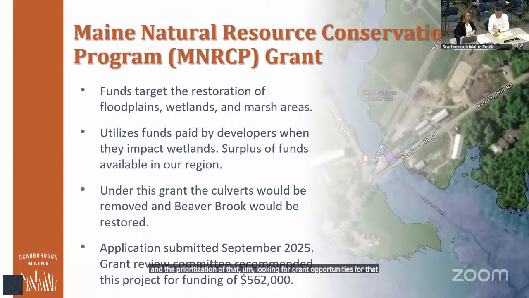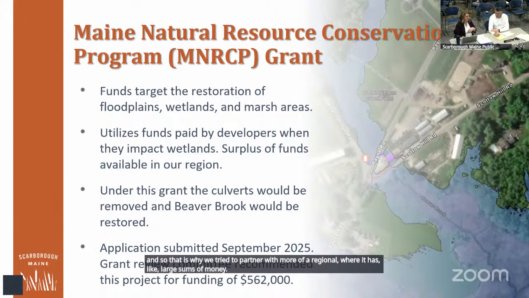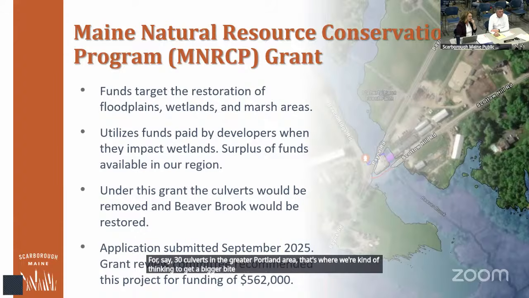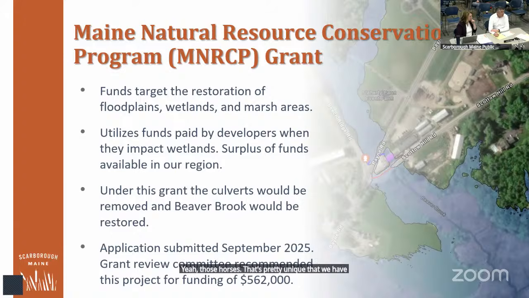That is why we tried to partner with more of a regional effort, which has large sums of money for, say, 30 culverts in the greater Portland area. That's where we're thinking we could get a bigger bite of the apple. Unfortunately, we weren't funded, but that doesn't mean we can't continue to find those sources. It's pretty unique that we have two sets of culverts on the same creek, 200 feet apart, maybe a little more.